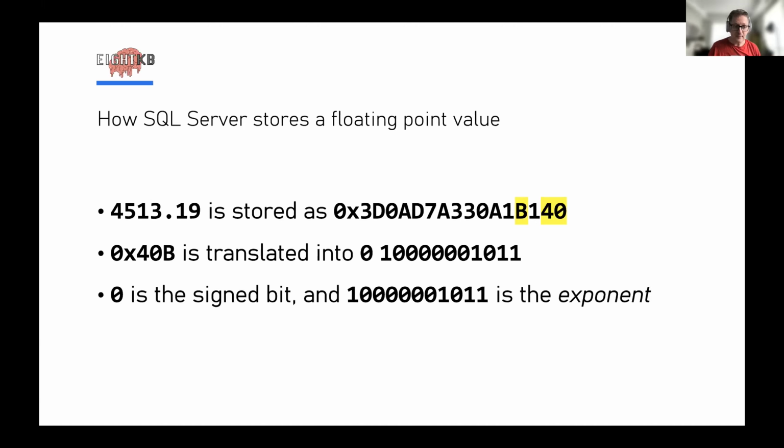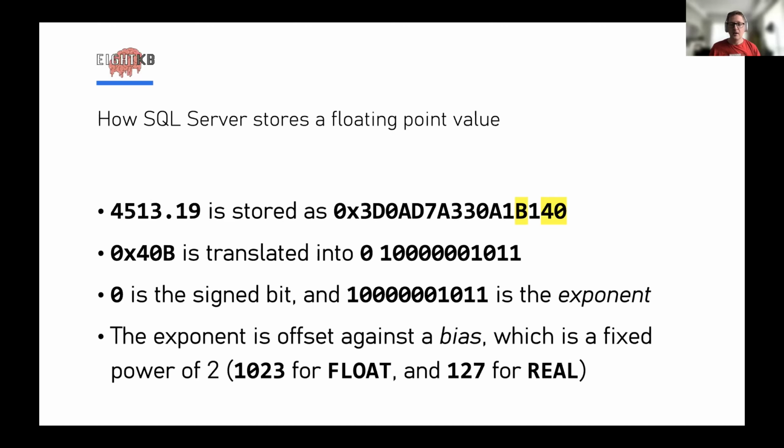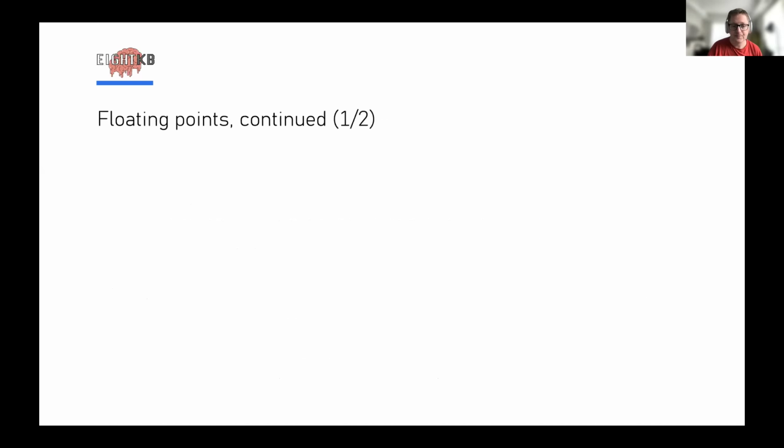Let's work it out. 0 is the sign bit. The 1 blah is the exponent. But that looks a bit big if you're translating this in your head because you're magical. That looks a bit big for the value of 4,000, doesn't it? It does. The exponent is offset against a bias, which is a fixed power of 2. So there's a bias encoded in the floating point data type of 2 to the power of 1,023 for float and 2 to the power of 127 for real. Why? Because that's what it is.